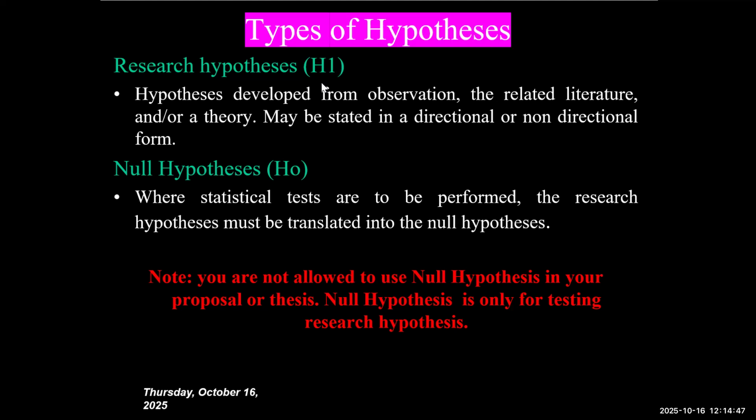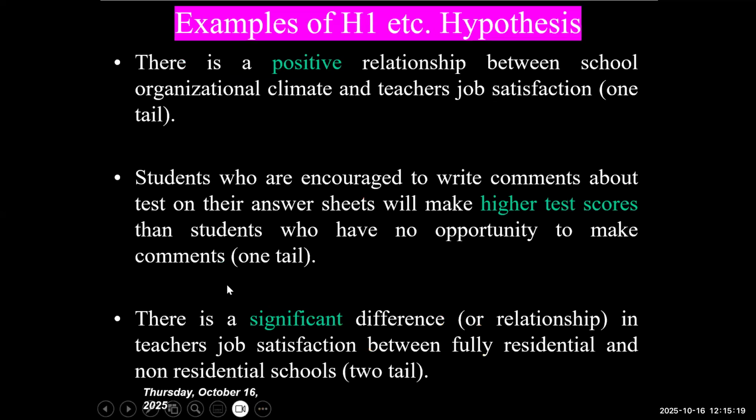So the null hypothesis of H1, we will say is H0. We say where statistical tests are to be performed, the research hypothesis must be translated into the null hypothesis. But usually we don't state this one. We go ahead and state the one here. So the negation of the main one becomes the null hypothesis, and it's simple and straightforward. Note, you are not allowed to use null hypothesis in your proposal or thesis. Null hypothesis is only for testing the research hypothesis.